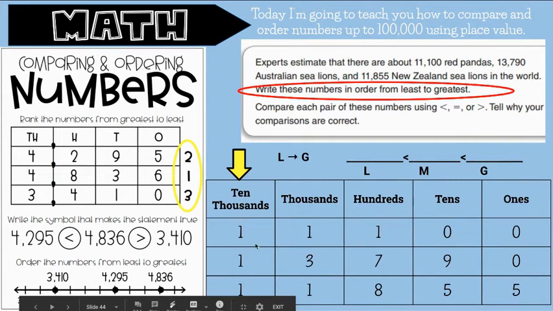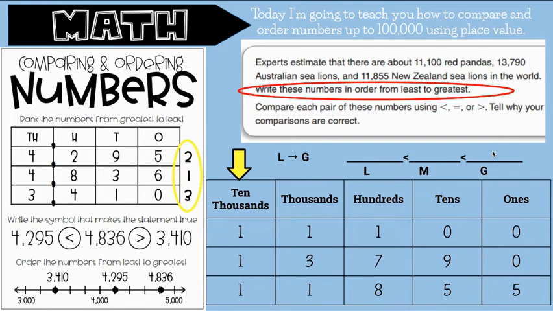Okay, so I'm done with my thousands. Now I go to my hundreds. Okay, 100 versus 800. Which one's the lesser? Yeah, you're right. The 11,100 is lesser than 11,855. So my least is actually going to be this top row of red pandas, 11,100. My middle is going to be 11,855 to describe the New Zealand sea lions. And then again, my greatest is 13,790, and that describes the Australian sea lions.